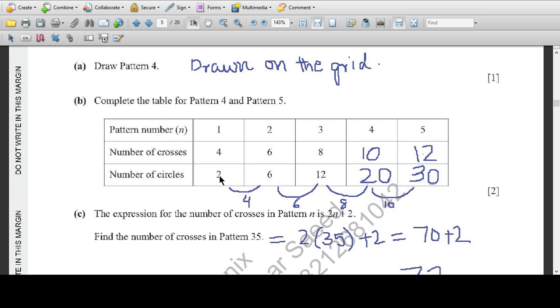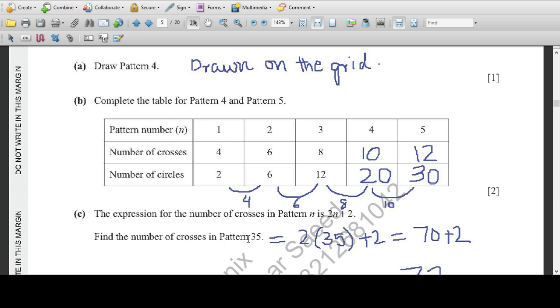So we can see that from here to here we have a shift of 4. From 6 to 12 we have a shift of 6, and then 8, 10, and the next one will be 12. So we have obtained this kind of pattern. For pattern n, it is 2n plus 1.